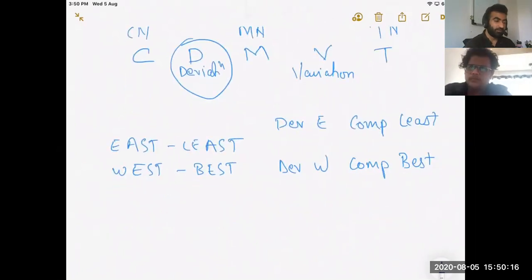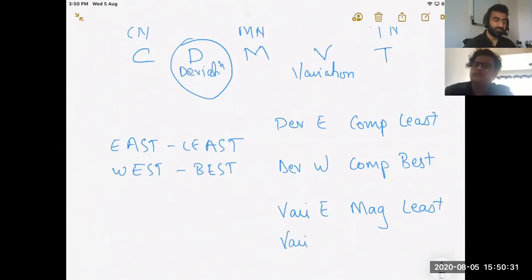Similarly, for variation, if variation is east, magnetic becomes least. And if variation is west, magnetic becomes best. This least and best formula will help you decide whether you have to plus the deviation or minus the deviation.